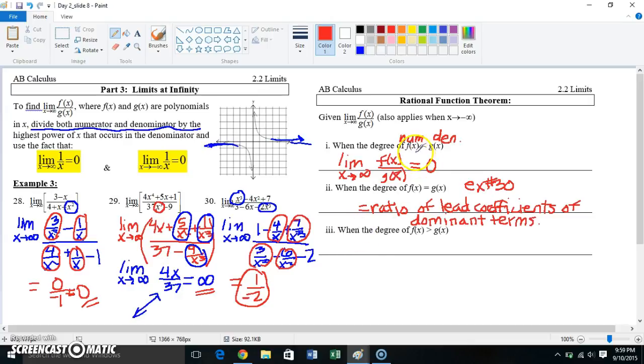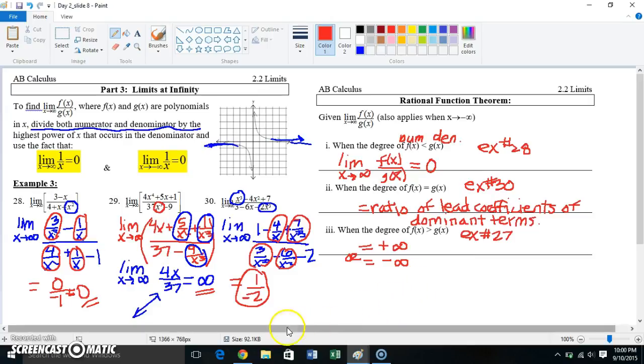When the degree of f of x is less than the degree of g of x, this is like example number 28, x over x squared. The last one is when f of x's degree is greater than g of x. This is like example number 27. In this case, our limit will equal either positive infinity or negative infinity, depending on what your function looks like.